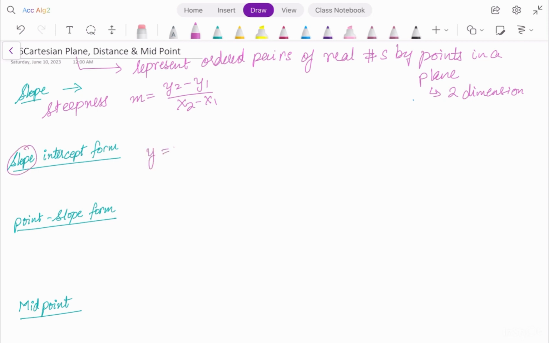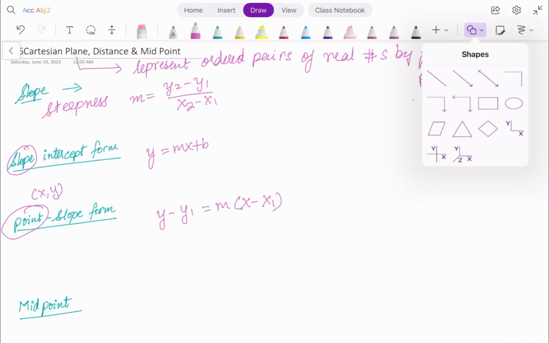To write in the slope intercept form, we use y is equal to mx plus b. On the other hand, to write point slope form, because a point is there, x and y, we use those coordinates. So y minus y1 will be equal to m times x minus x1. m is nothing but the slope of a line. So these are the basic things that you have learned in Algebra 1.